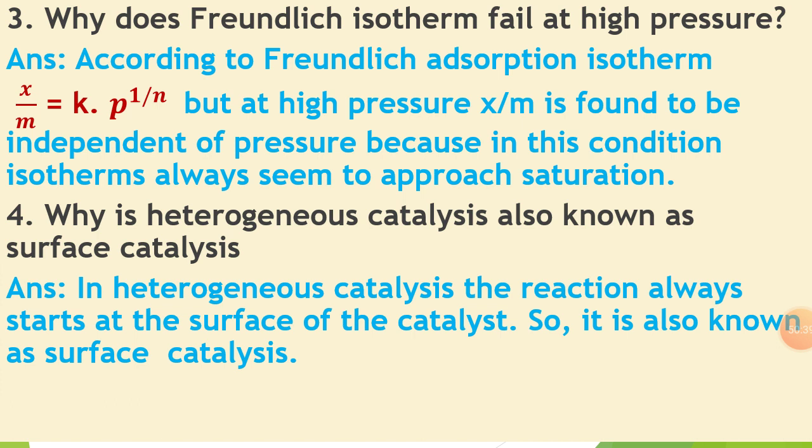Now question number 4. Why is heterogeneous catalysis also known as surface catalysis? As you know, the reactions occur at the surface, so in this way you can write that heterogeneous catalysis is also known as surface catalysis. So your answer is: in heterogeneous catalysis the reaction always starts at the surface of the catalyst, so it is also known as surface catalysis.